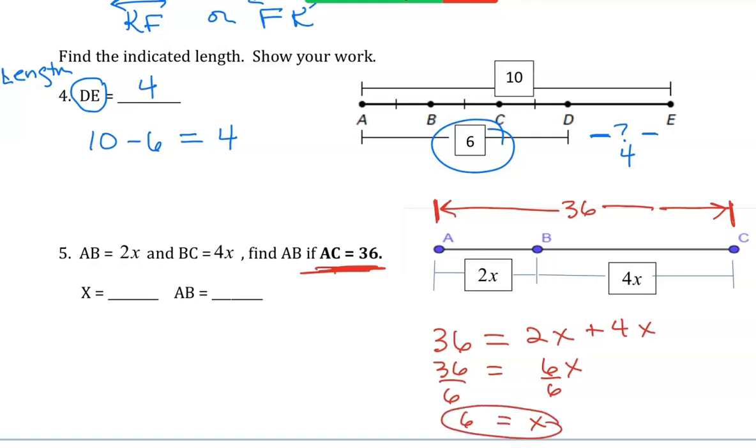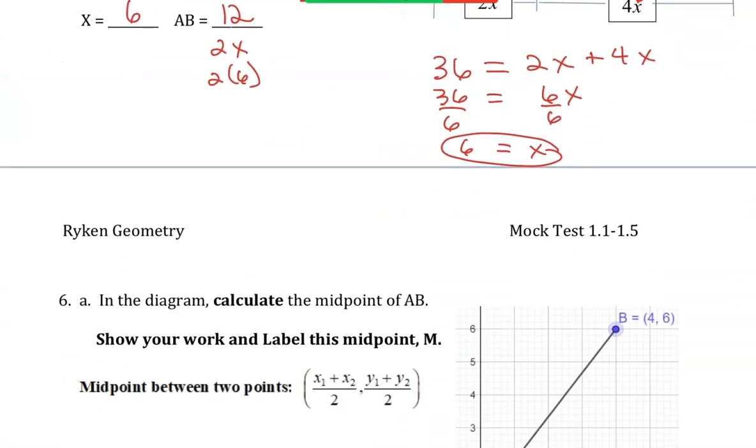Okay, that's the first question. What's x equal? 6. Now use it. AB is 2x. Plug in your 6, and 2 times 6 is 12, and that is AB. What about BC? They didn't ask about it, but could we figure it out? Plug in a 6 right here. 6 times 4 is 24. Now look what I'm seeing. 12 plus 24 is 36. That gives me more confidence in my answer because it fits perfectly well that my AB is 12. Okay, keep going.